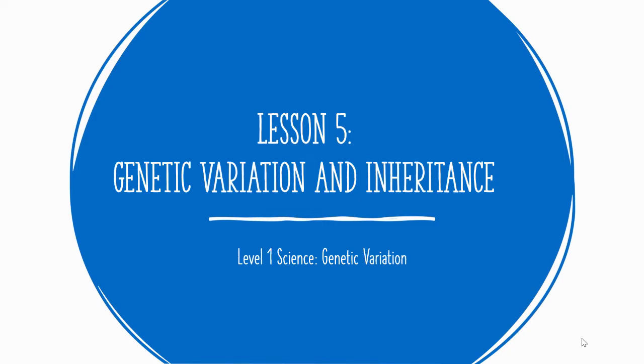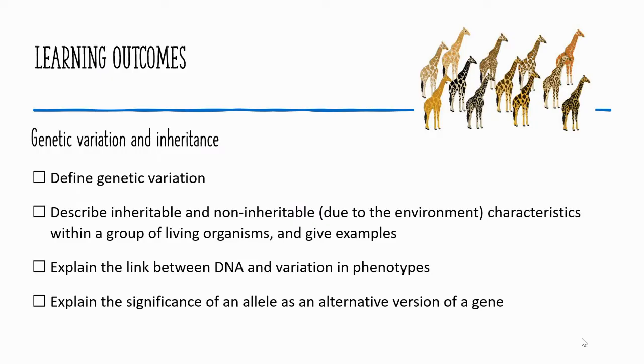This video is all about genetic variation and inheritance. We're going to describe and define what is genetic variation. We're going to describe inheritable and non-inheritable characteristics within a group of living organisms and give examples. Non-inheritable variations are due to the environment. We're going to explain the link between DNA and variation in phenotypes, and explain the significance of an allele as an alternative version of a gene.